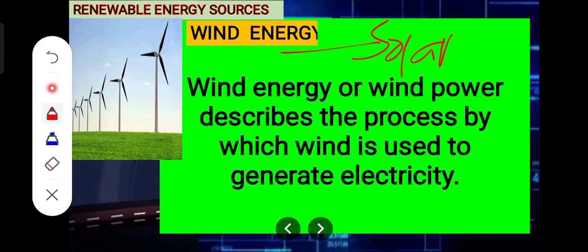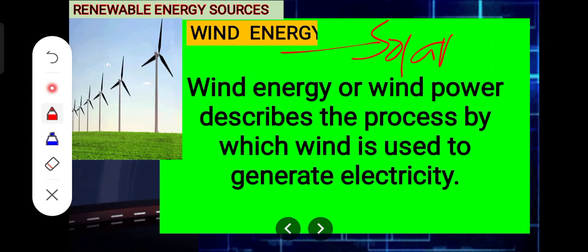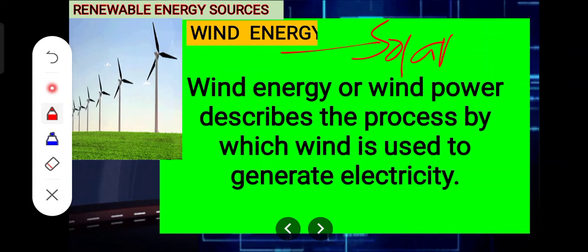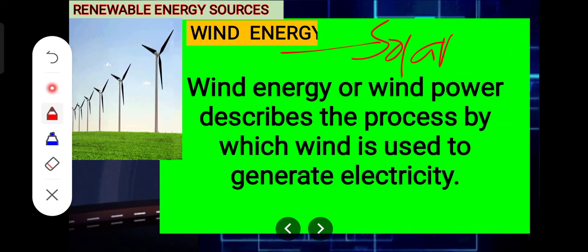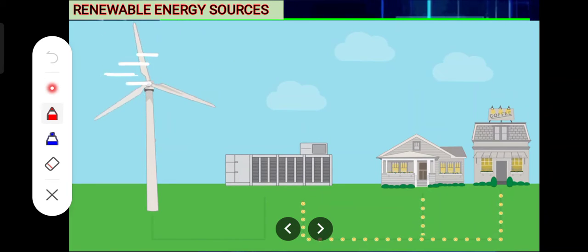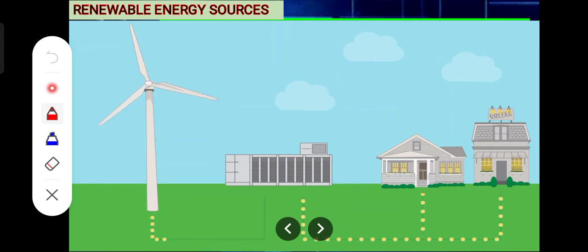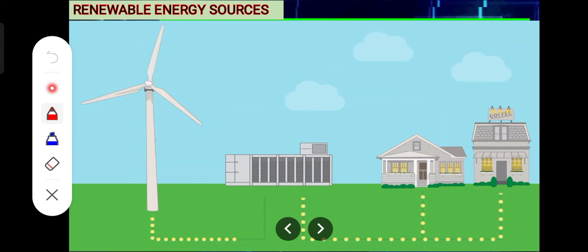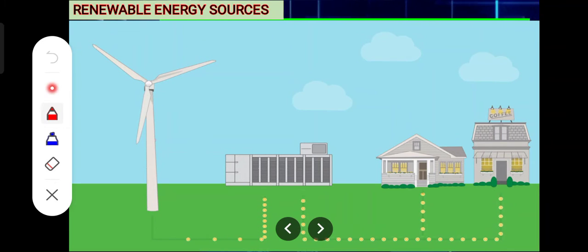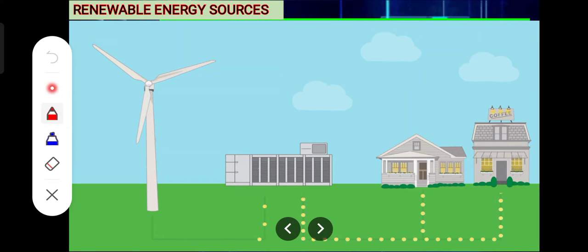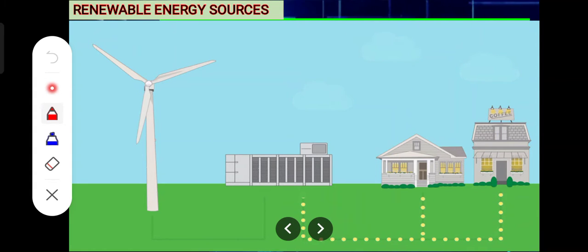Because of the vast land area a wind farm occupies, unused areas can be co-located with agricultural crops or even a solar farm. So let's go to the process of wind energy. A turbine converts the kinetic energy of the wind.